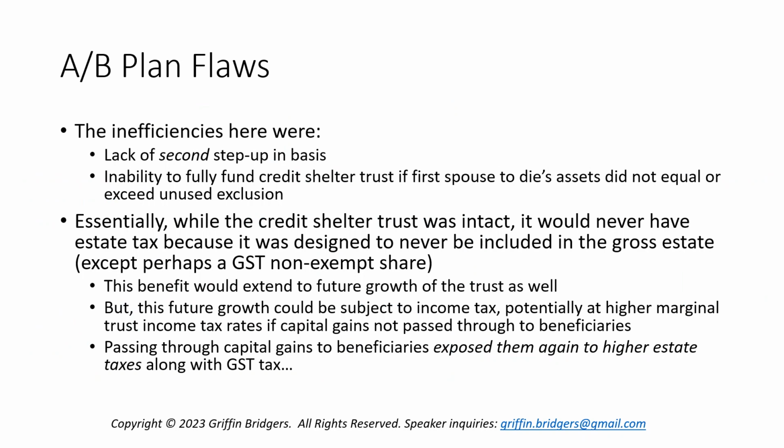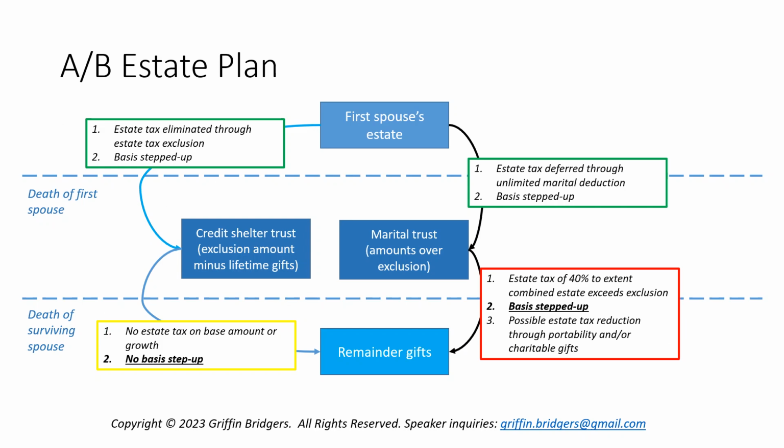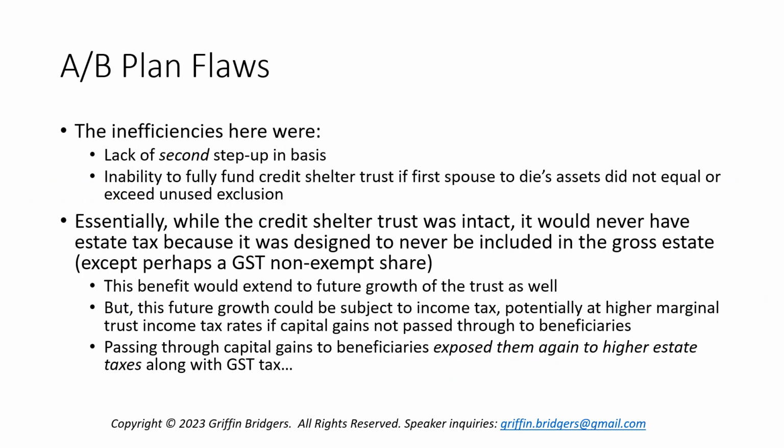So the exclusion used to be a use it or lose it proposition prior to portability. And even if you used this plan, you potentially had the ability to lose the unused exclusion if the first spouse did not have enough to fund the credit shelter trust in full here. So often you needed an equalization of assets between the two spouses, usually in a tenant in common type of form that didn't create an automatic transfer to the surviving spouse.